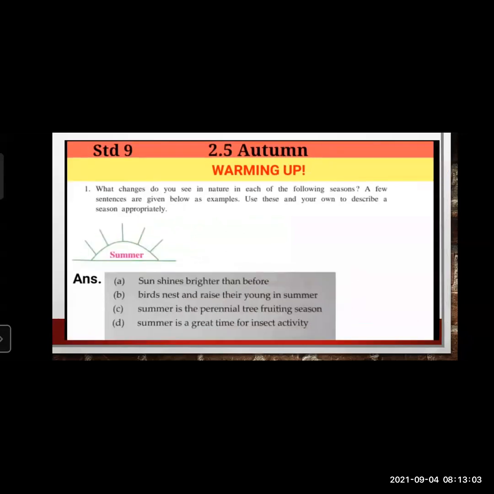Now secondly, we have to see the summer season, what changes were made by the summer season. And just see what nature has changed. Sun shines brighter than before. Yes, of course, the sun is shining brighter because of the clear sky. The sun shines more bright. So the second one is birds nest and raise their young in summer. Third one, summer is the perennial tree fruiting season. Summer जो है, it's a fruiting season. Fourth one is summer is a great time for insect activity. So all these changes are made by the summer season.